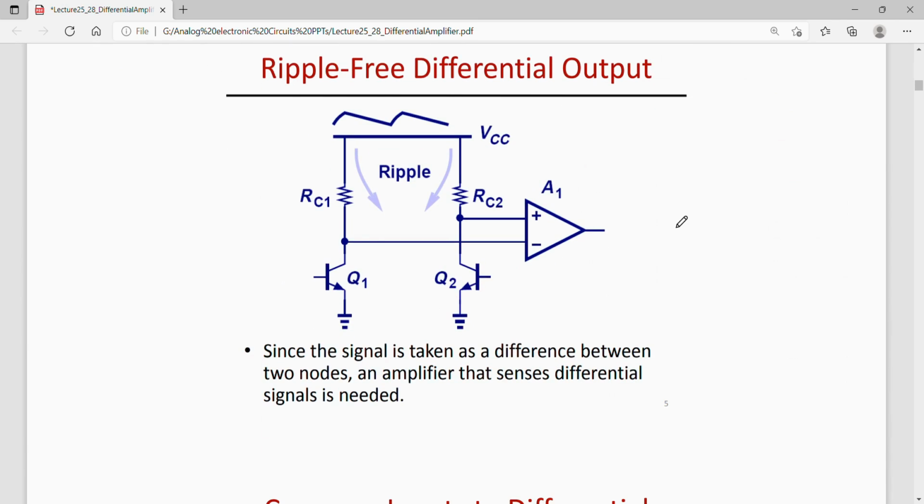Now for sensing the difference between these two outputs, we need another amplifier which can take the difference between two nodes. And this amplifier would sense the difference between these two nodes. So another differential amplifier is required to sense the difference between these two output nodes.